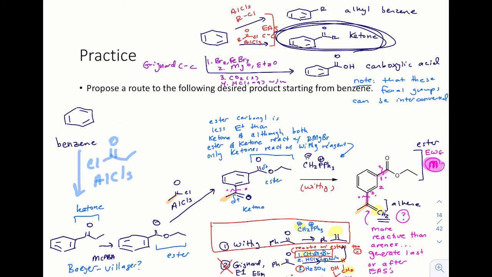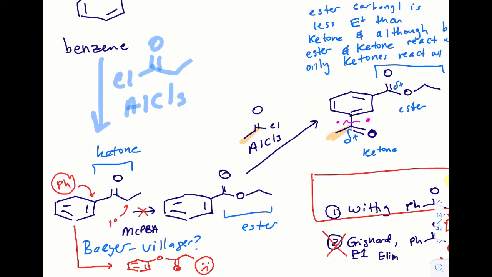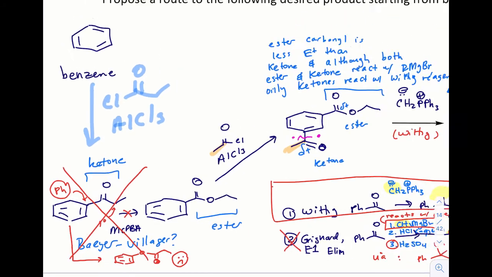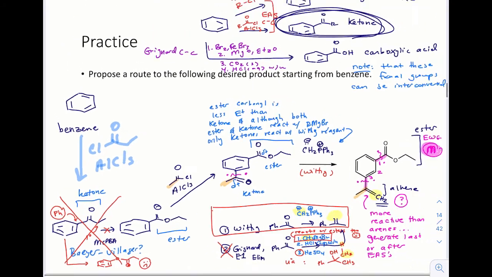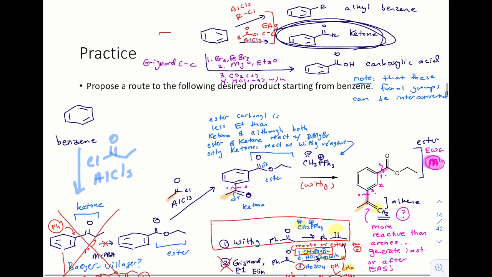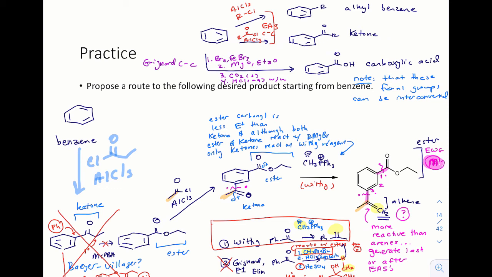Well, the only problem is thinking about the Baeyer-Villiger. It's phenyl versus a primary carbon. Phenyl migrates faster, so the desired ester will not be formed. In fact, a constitutional isomer will be formed and is undesired. So Baeyer-Villiger was a good idea, but it will not work to generate the desired ester. That's fine. That means we can't use Friedel-Crafts acylation to put in that ester, and that's okay.